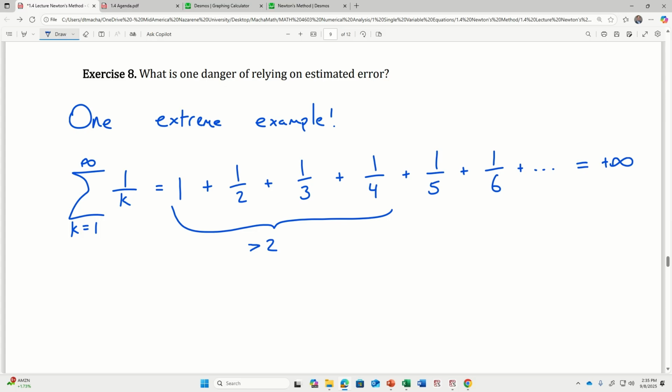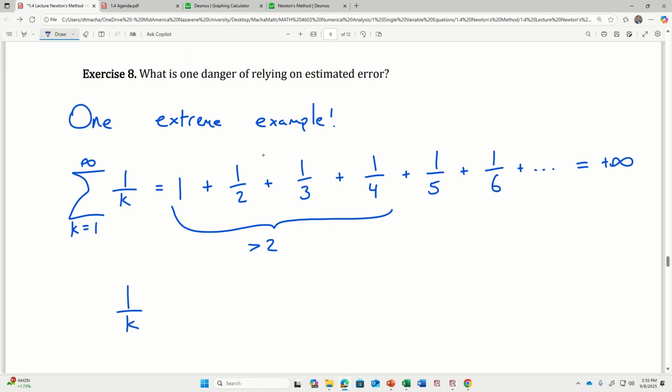Well, I don't know what the number is, so I guess I need to rely on the relative estimated error, right? Estimated error. And maybe what I'm thinking is, well, from one approximation to the next is like one partial sum to the next. And the difference between those is the next term in the series. Well, each new term in the series looks like 1 over k.